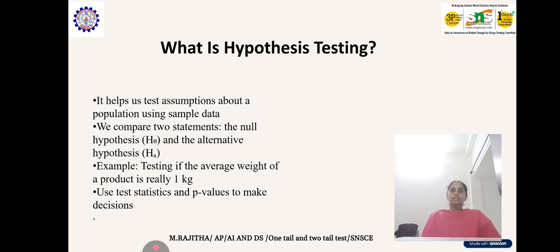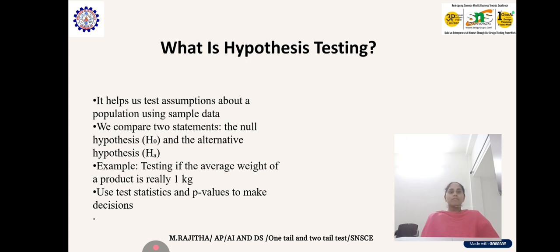A hypothesis is a statement about a population parameter like the mean or proportion. In testing, we usually have two types of hypothesis, the null hypothesis and the alternate hypothesis. The null hypothesis, often written as H0, is the default assumption that there is no effect or no difference. The alternative hypothesis, written as H1 or Ha, is what we want to prove.